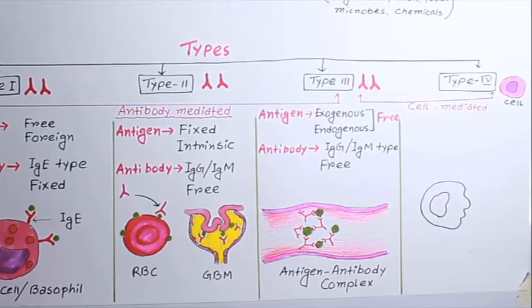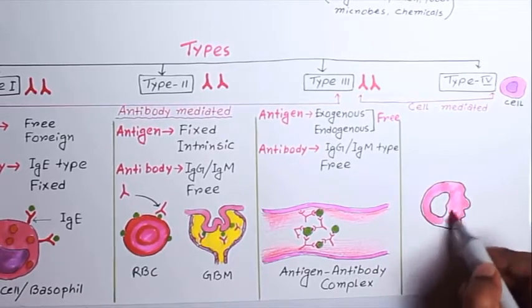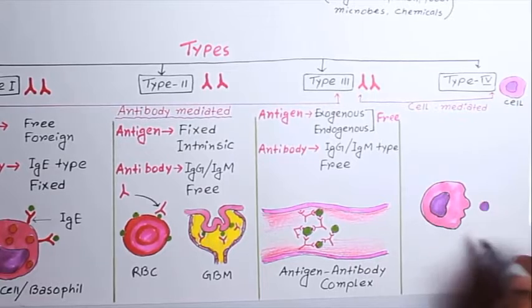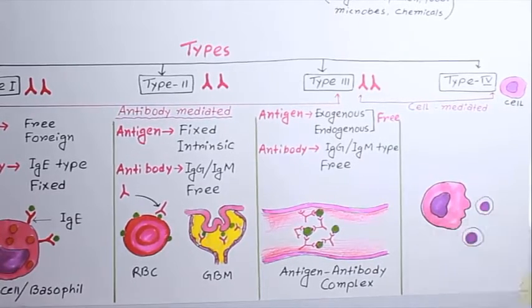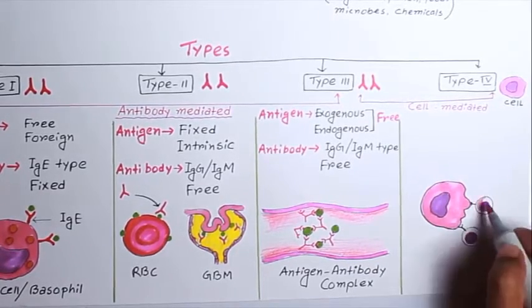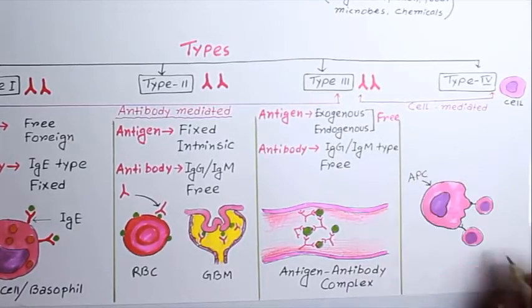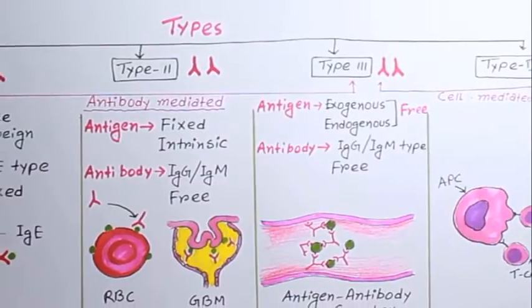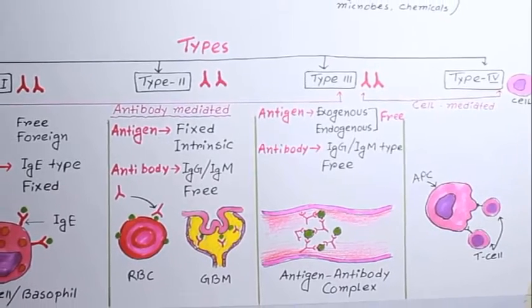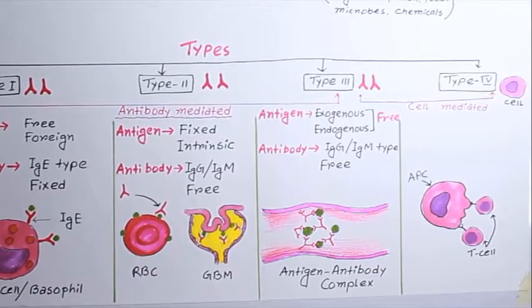Lastly, type 4 hypersensitivity reaction. The reaction is a little bit different. They don't involve any antibodies. Some immune cells like antigen presenting cells and T cells are involved in this reaction. That's why type 4 hypersensitivity is called cell mediated hypersensitivity reaction.